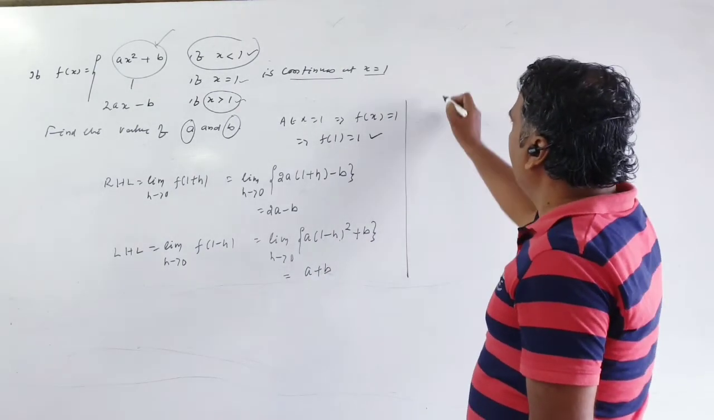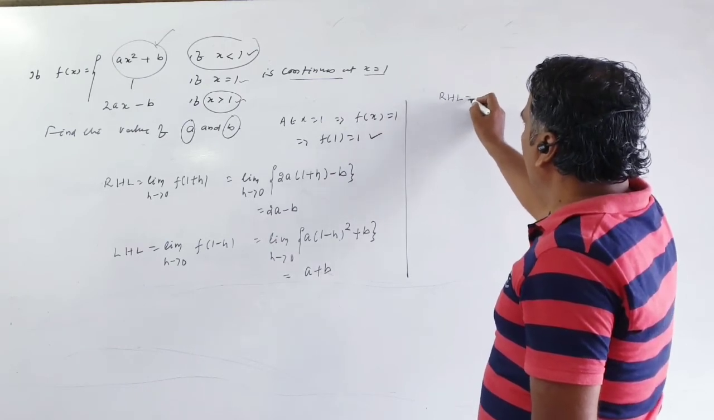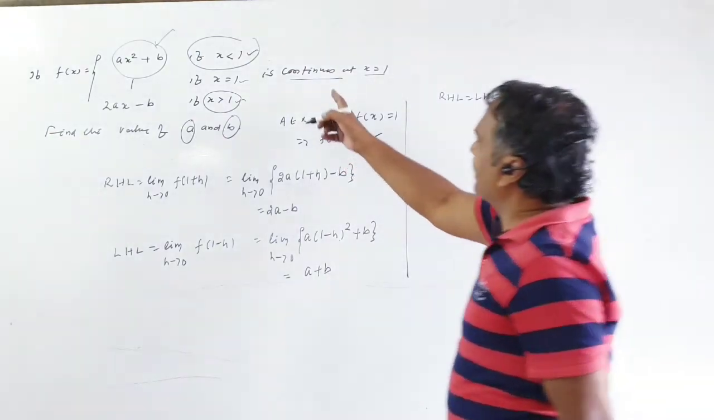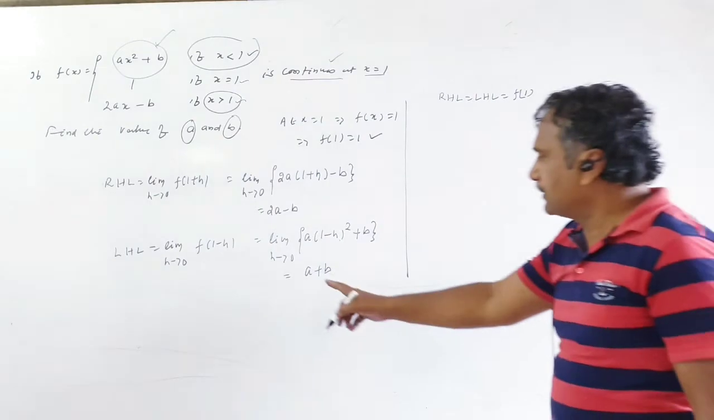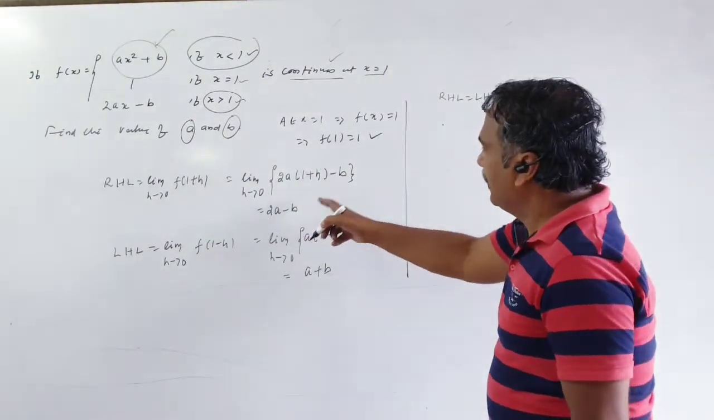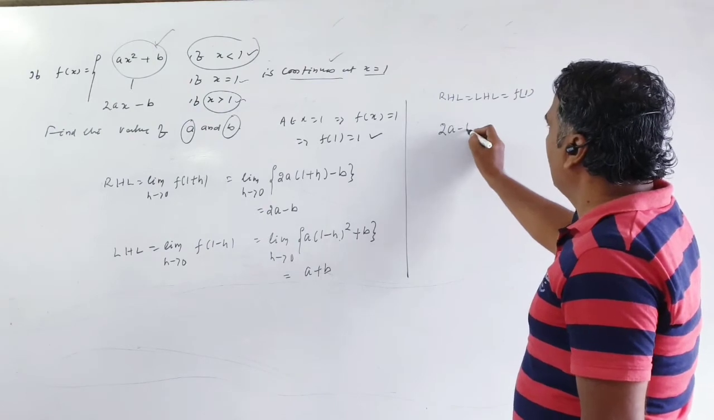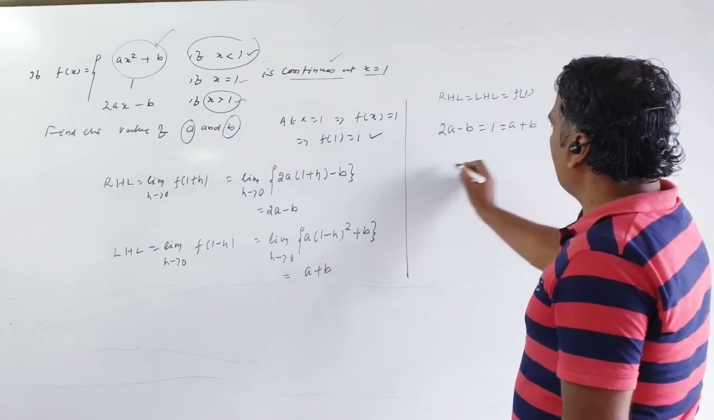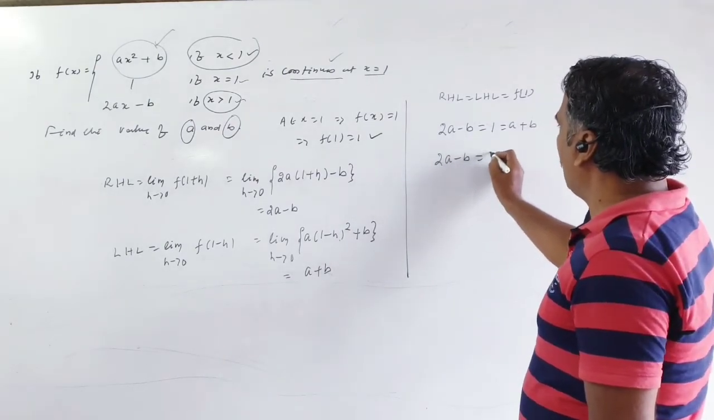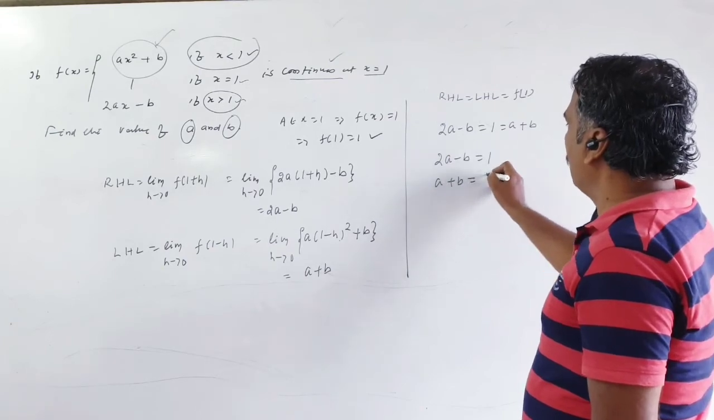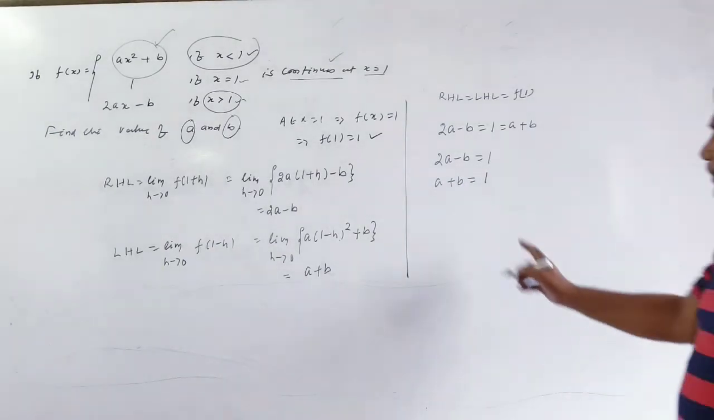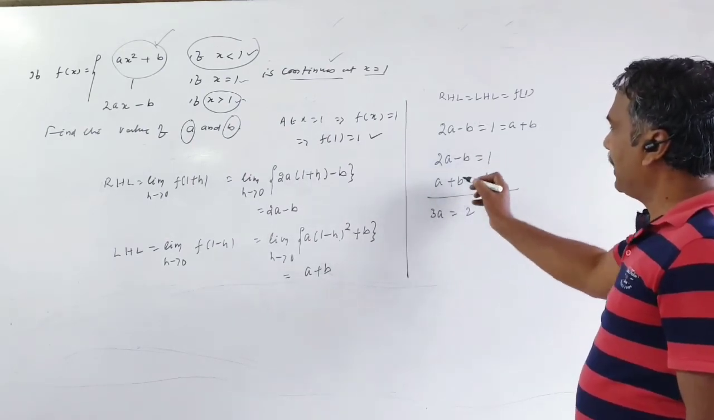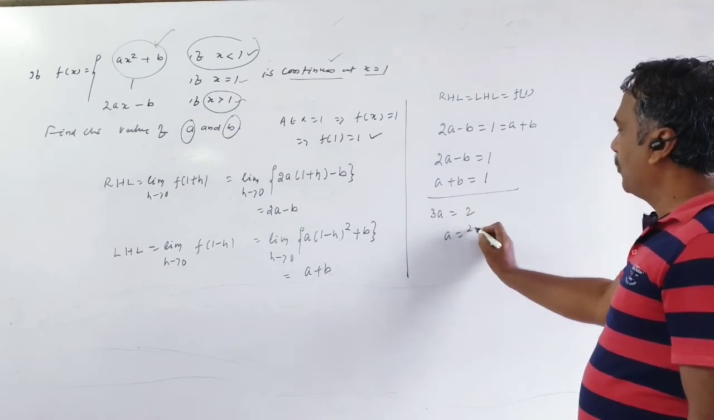Now here given right hand limit equals left hand limit equals f(1). This is given because the function is continuous. That means the right hand limit 2a minus b equals f(1) equals 1 equals a plus b. Now there are two equations, 2a minus b equals 1 and a plus b equals 1. Now solve the equations. If you add these two, 3a equals 2, as plus and minus b cancel out. So a equals 2 by 3.